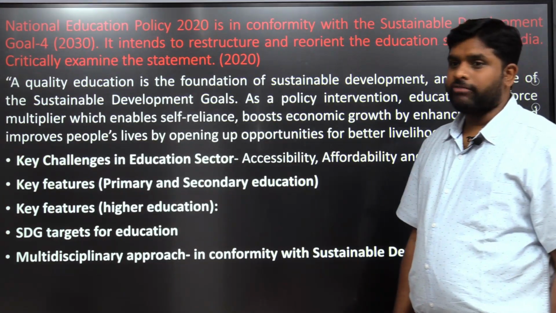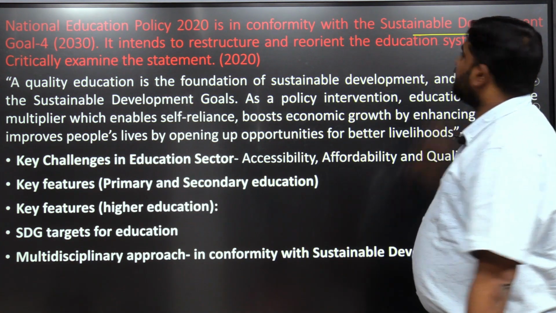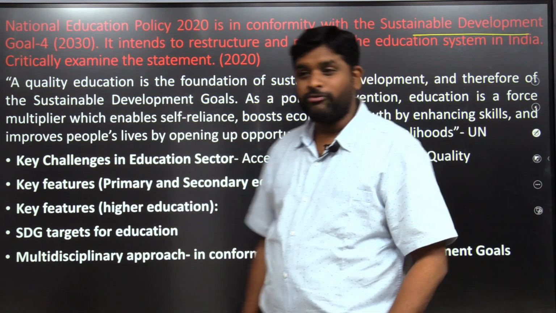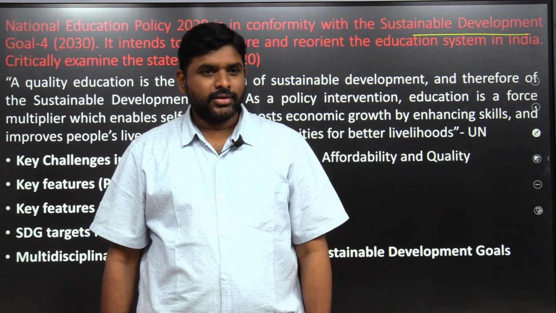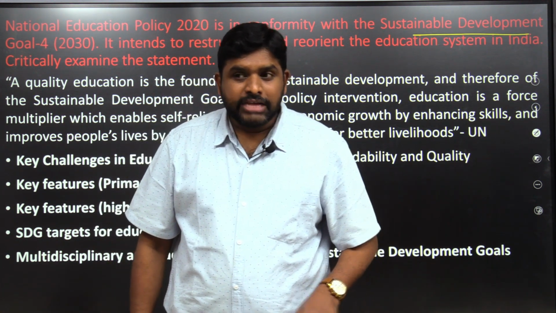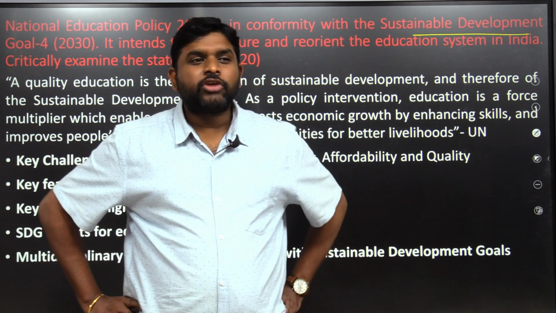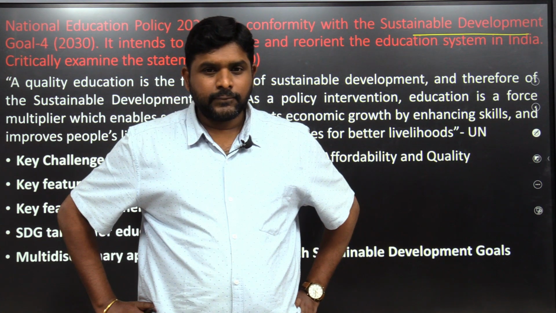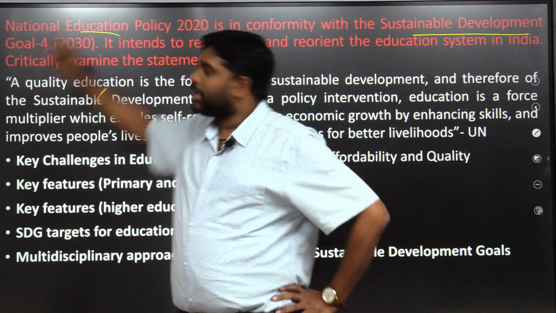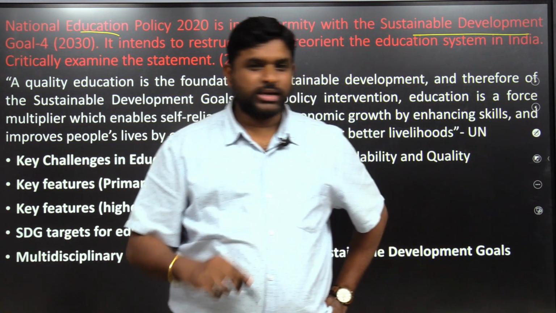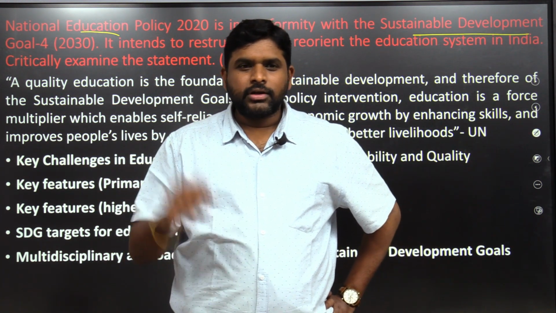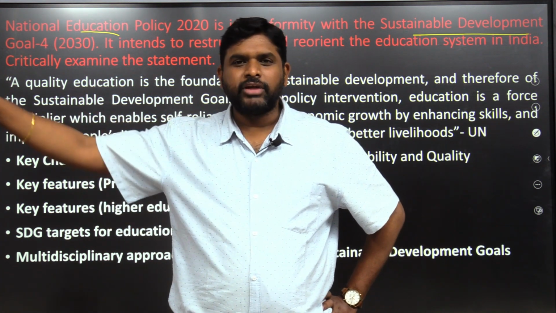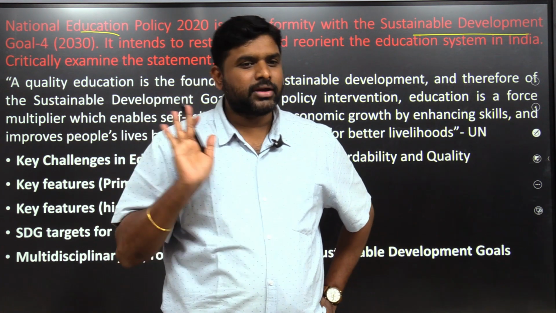National Education Policy 2020 is in conformity with Sustainable Development Goal 4, 2030. First you have to know what Sustainable Development Goal 4 is. So here we will stop. Sustainable Development Goal. You don't know? Use your common sense. What is the second word in the question? Second word. Education. So something which is related to education. So 100% literacy rate. Sustainable Development Goal is targeting 100% literacy rate by 2030. By common sense, it became correct.